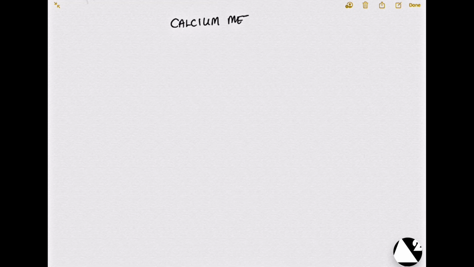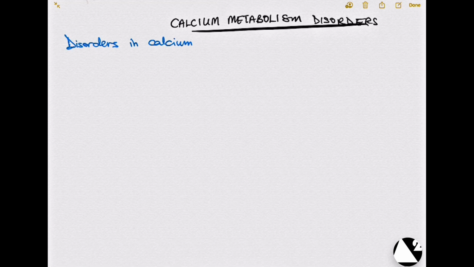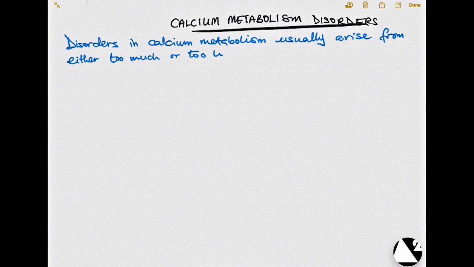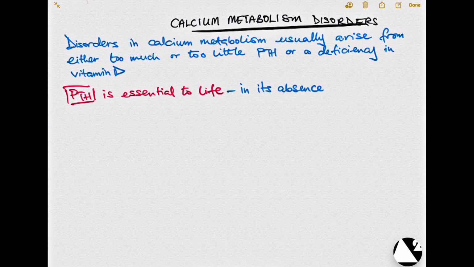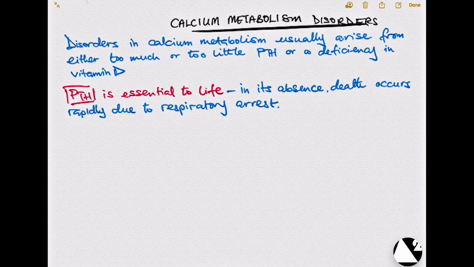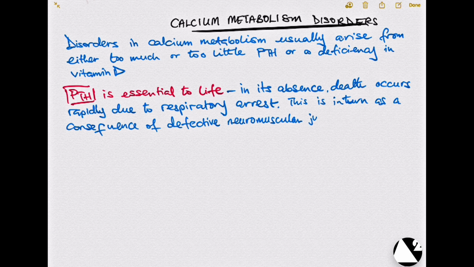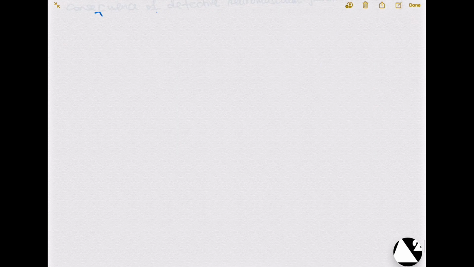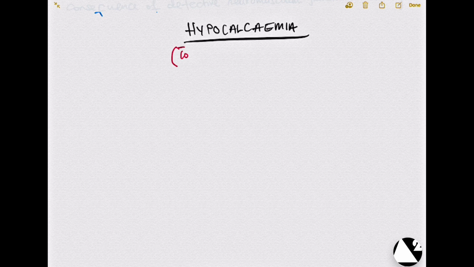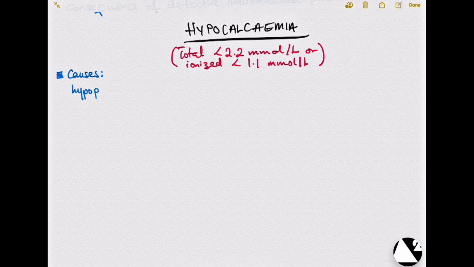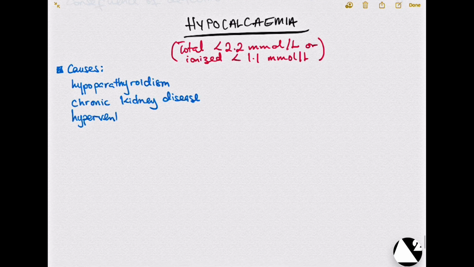Okay, so disorders in calcium metabolism usually arise from either too much or too little parathyroid hormone or a deficiency in vitamin D. Now, the parathyroid hormone is essential to life. In its absence, death occurs rapidly due to respiratory stress, often caused by defective neuromuscular junction activity. Let's look at hypocalcemia and what causes it. So hypocalcemia is caused mostly by hypoparathyroidism, chronic kidney disease, or hyperventilation.